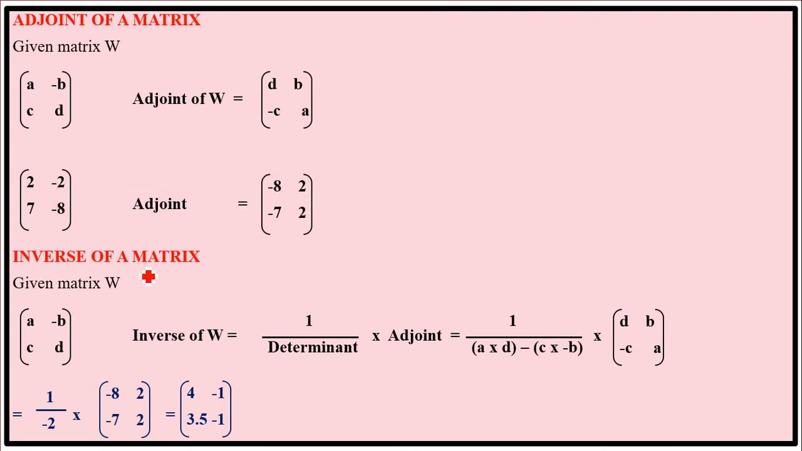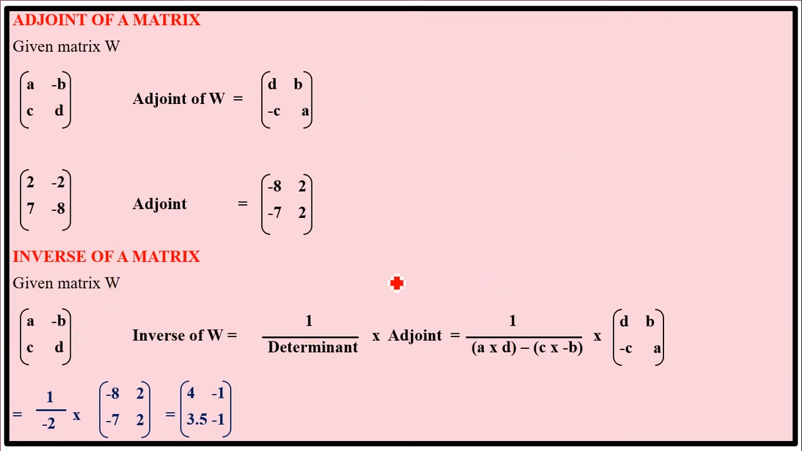After getting the adjoint, now it's time to get the inverse of that matrix. To get the inverse of a matrix W, you take 1 divided by the determinant, multiplied by the adjoint. And we said that the determinant of that matrix is given by A D minus C B. Then you multiply that by the adjoint, and we had the adjoint there.